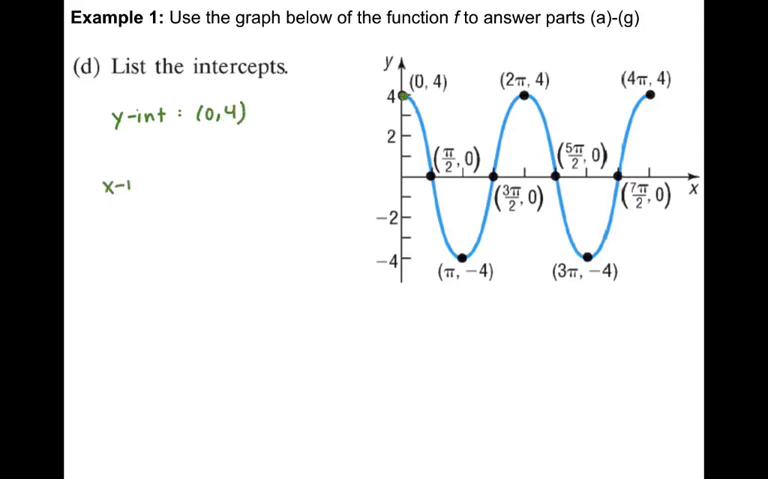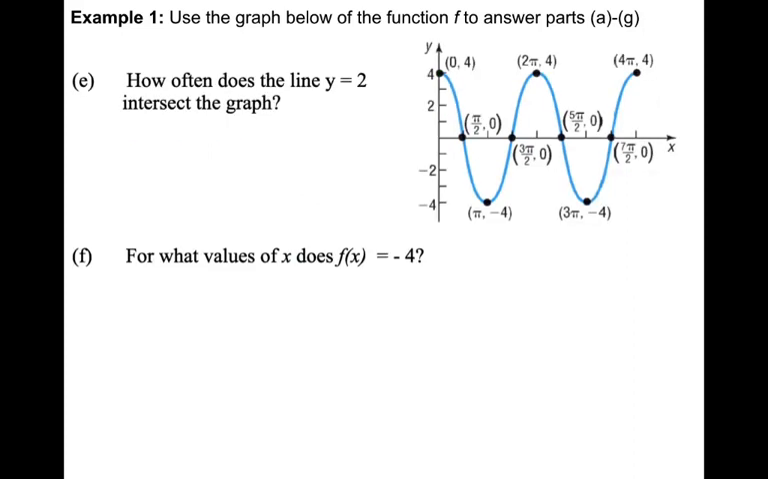How about those x-intercepts, though? We've got a few more of those. So the first x-intercept is (pi over 2, 0). Then we've got (3 pi over 2, 0). And then (5 pi over 2, 0). And then the last x-intercept is (7 pi over 2, 0). And I'm going to make sure that I distinguish between x and y-intercepts if I don't ask you specifically for one or the other.